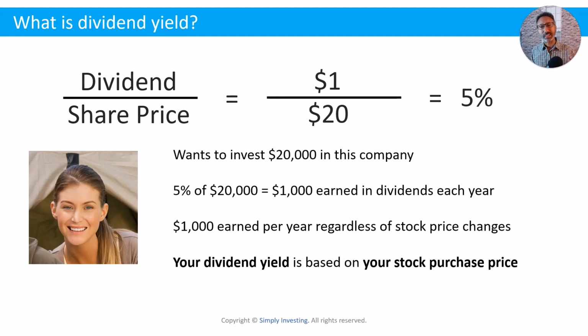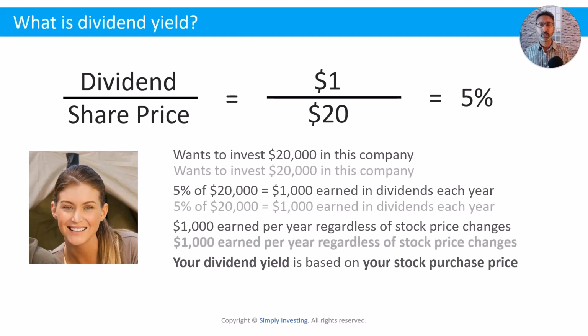Now, remember, this dividend yield is based on your stock purchase price. In the case of Jill, she's buying the stock today at $20. Her purchase price is $20. The dividend that the company is offering is $1, so the dividend yield is going to be 5%. Now, the share price can go up to $30 tomorrow. It can go down to $10 tomorrow. Doesn't matter. As long as Jill owns the same number of shares, she will make a 5% return on her investment as long as, in this example, the company continues to pay the dividend of $1.